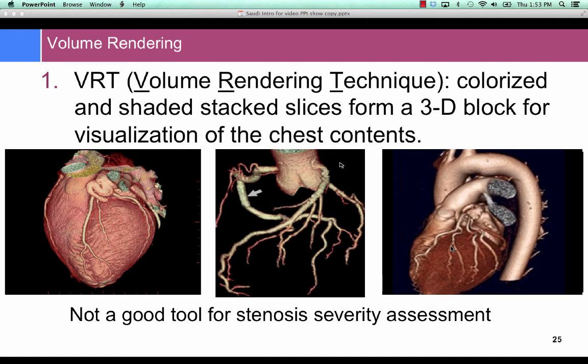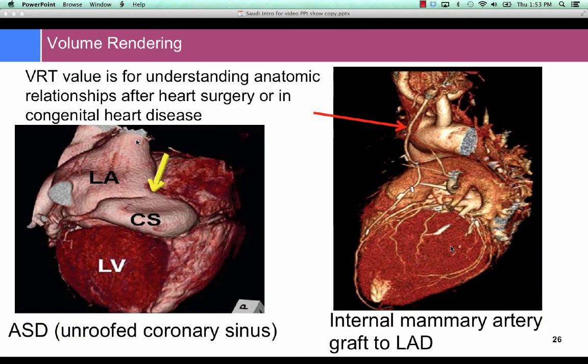So it's a very good tool for coming up with the relationships of vessels, but it's very easy to exaggerate or to de-exaggerate actual stenosis of the coronary arteries. So really for coronary assessment, apart from tracking pathways, it really isn't a terribly useful tool. Certainly for congenital heart disease and for post-operative assessment of vein grafts.